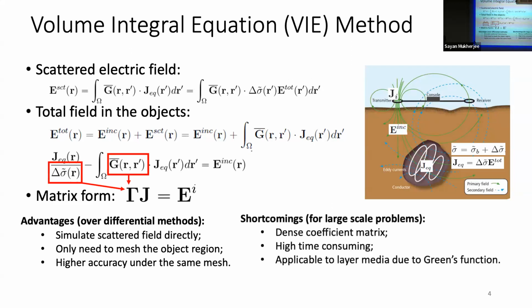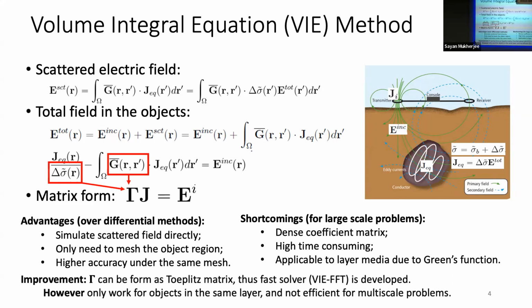However, this coefficient matrix Gamma is fully dense. So for large-scale problems, it has very high memory and time consumption, which makes this method not efficient. Another limitation comes from the Green's function. For our EM problem, the Green's function only has an explicit form for layered media, which limits this method. The VIE method only works for layered media.